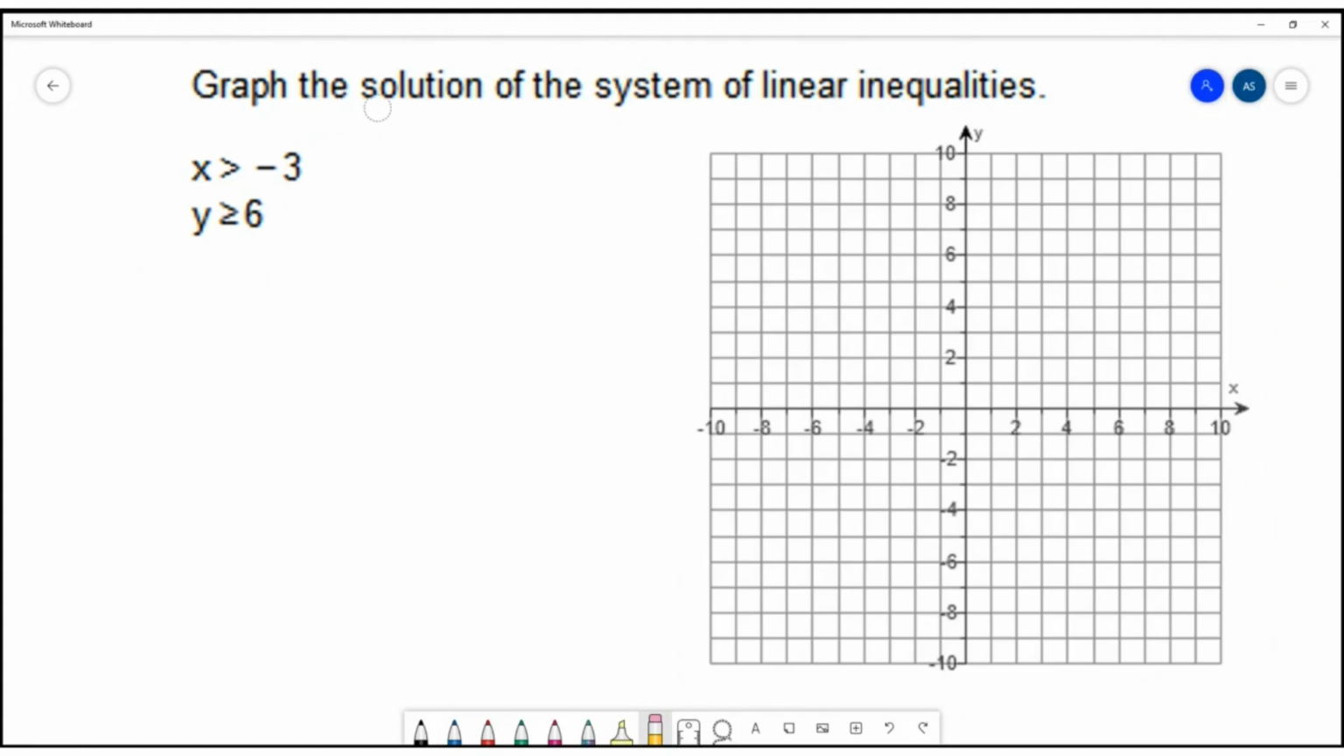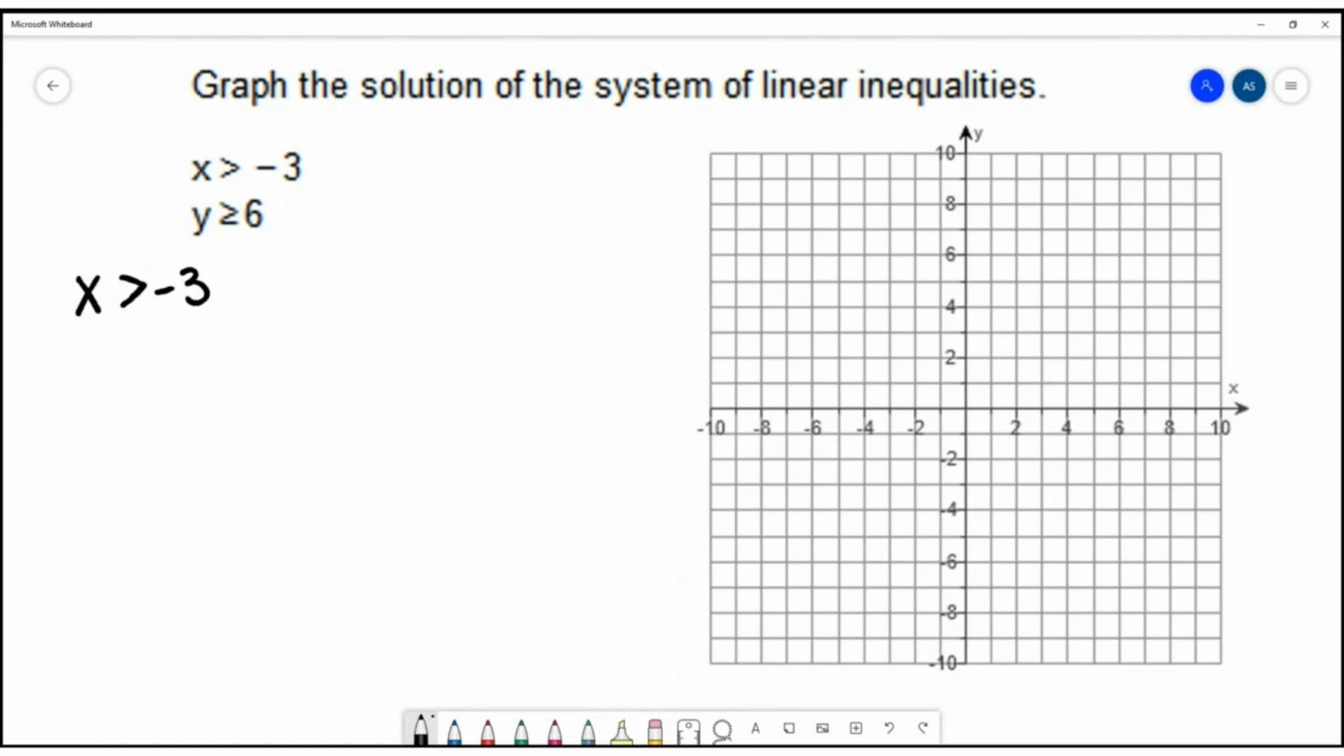For this question, we want to graph the solution to the system of linear inequalities. That's x is greater than negative 3 and y is greater than or equal to 6. So when we graph a system of inequalities, we want to graph each individual inequality on the same coordinate plane. So let's start by graphing x is greater than negative 3.